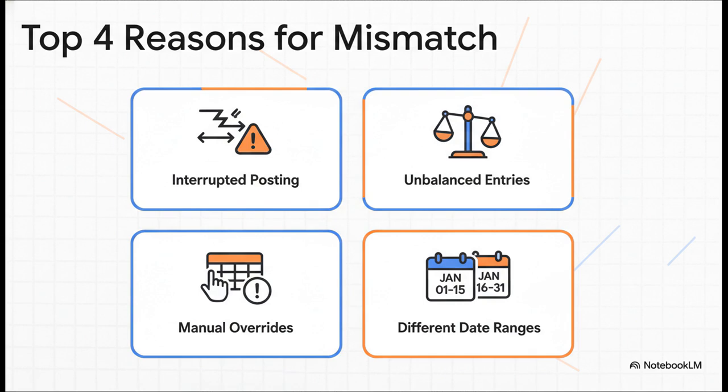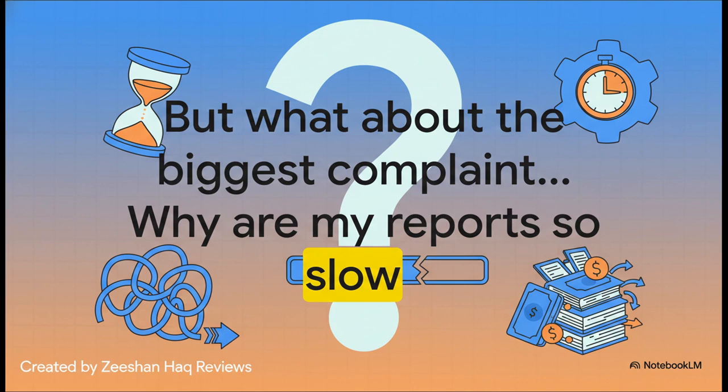The number one culprit almost every time is some kind of hiccup during a posting process, like maybe a process got interrupted halfway through. The detail got posted, but the summary balance didn't get updated. Other suspects are things like unbalanced journal entries, tiny multi-currency rounding differences, maybe some manual data changes, and of course, the simplest one of all, you accidentally ran the two reports with slightly different date ranges. Hey, it happens.